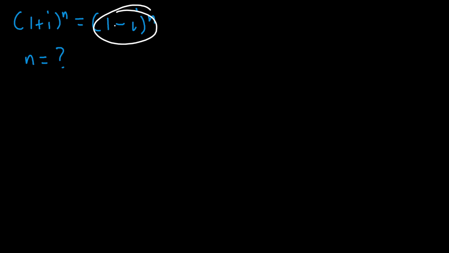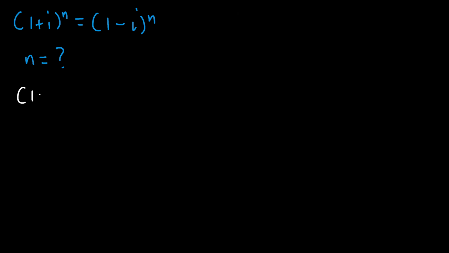In this video, we have the equation (1+i)^n equals (1-i)^n, and we shall have to find the value of n, where n is a positive integer. Now first of all, let's divide both sides by (1-i)^n.